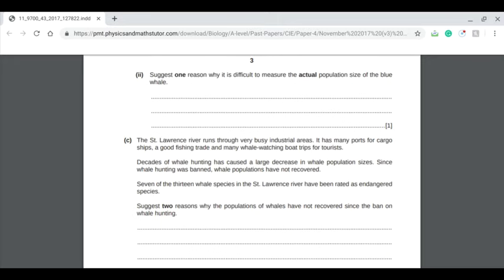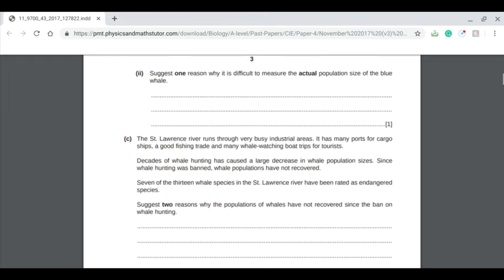But this one suggests one reason why it is difficult to measure the actual population size of the blue whale, even though the answer is nowhere near hard. It is not an equation that you need to find out of the blue. It is actually just basic. It's like hidden in plain sight. These are the kind of questions that you may need to have more practice on, which is really good, because CIE past papers are actually really good, because they have a lot of these questions. They have a lot of practice.